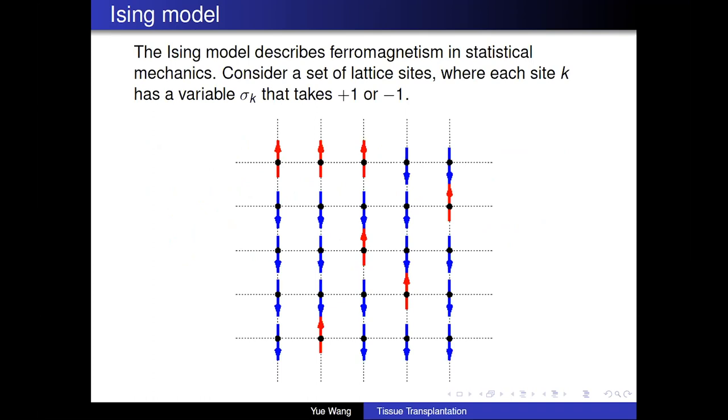The Ising model describes ferromagnetism in statistical mechanics. So here we consider a set of lattice sites. Here for each site, it has a variable which takes plus or minus one. Here it is described by the up or down arrow.